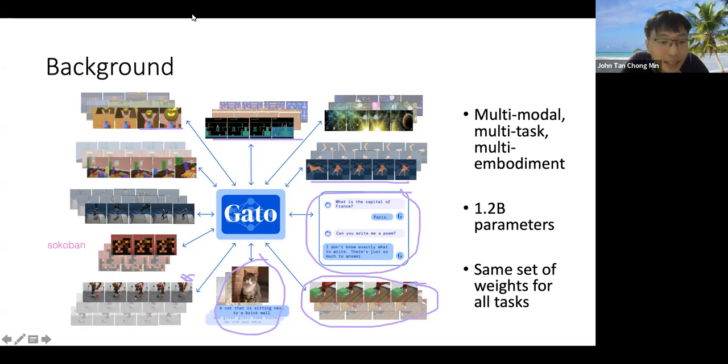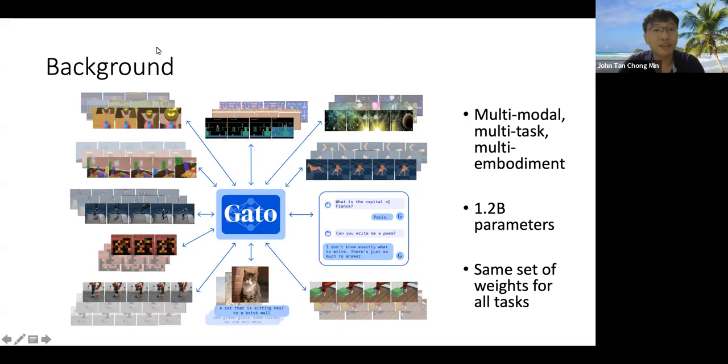And then there are other environments as well. I believe this is some 3D game. This one is probably some game, I'm not too sure of these environments. But the idea is that with one model, you can do everything. You can do image stuff, you can do text stuff, you can do games. So pretty impressive if you ask me.